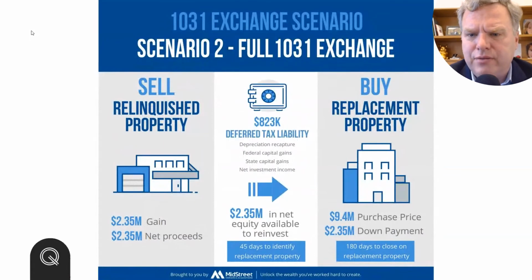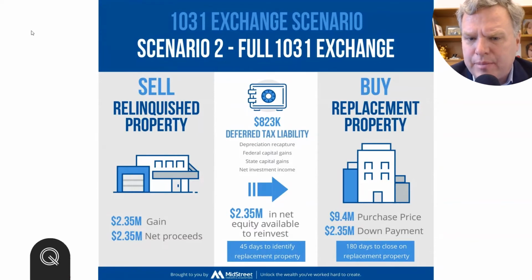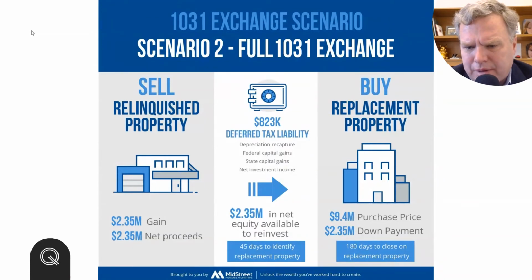So here's a great graphic for those of you looking on YouTube. And for those of you not on YouTube, just look for the Wilton Report and you'll be able to see it. So basically, you sell a property for $2.35 million, right? And if you were to cash out, you have about an $800,000 tax liability to the government. So instead of doing that, you take 45 days, right? You have $2.35 million in net equity, and you buy a replacement property.